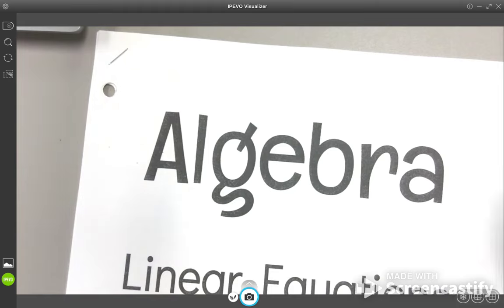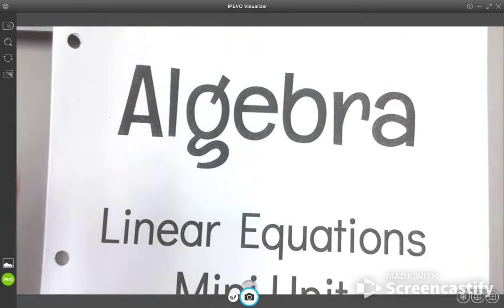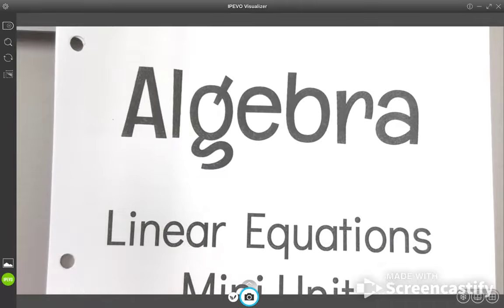So this packet has what I would call the Algebra 1 concepts that go with linear equations. You're going to see some things repeated that we did in Unit 3, but then you'll see quite a few things that are brand new that go with that high school Algebra 1 stuff.